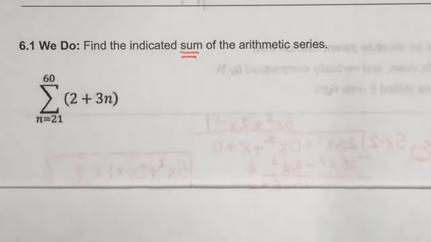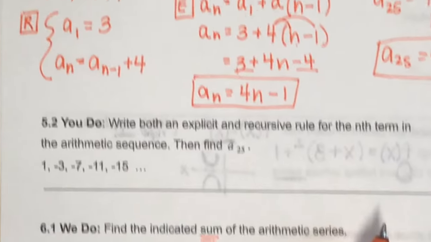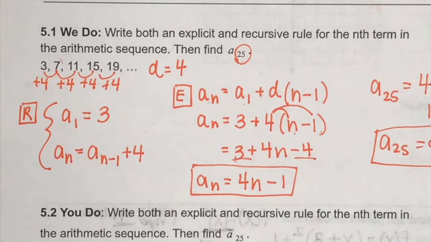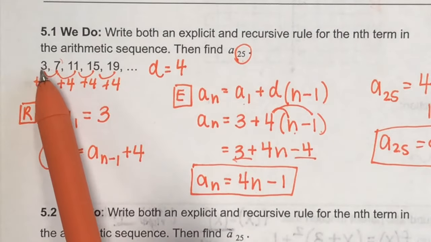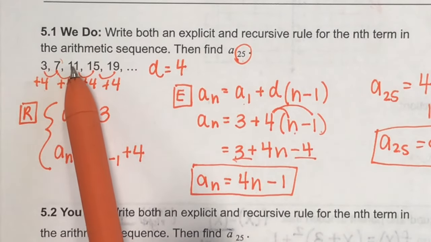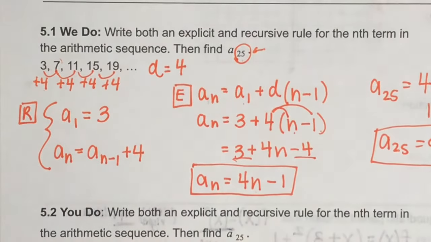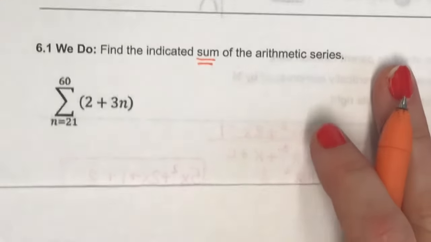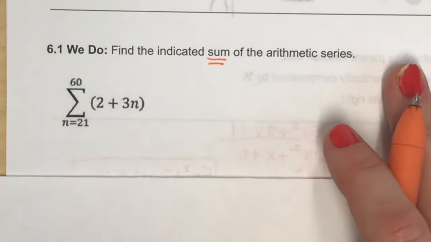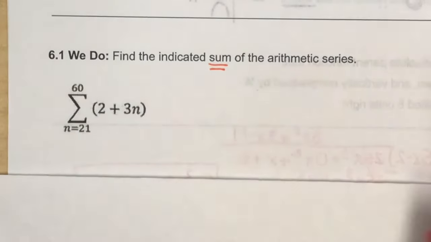So that means if I asked you, from this last problem that we did, to find the sum, you would have had to add the first term plus the second term plus the third term plus the fourth term all the way up to the 25th term. But that's a lot of work, and I can do it way easier if I know the formula.